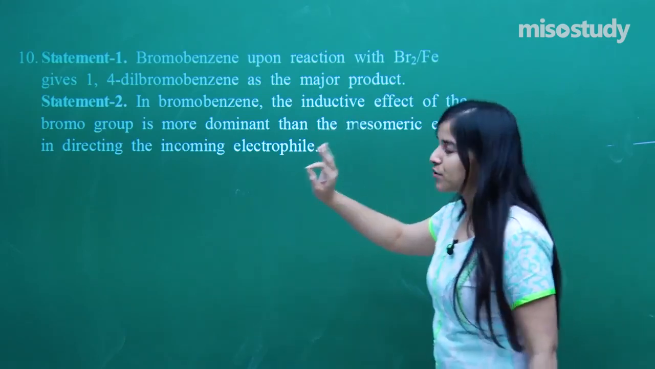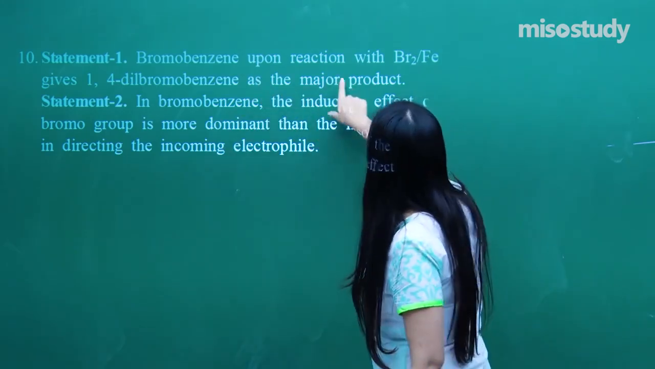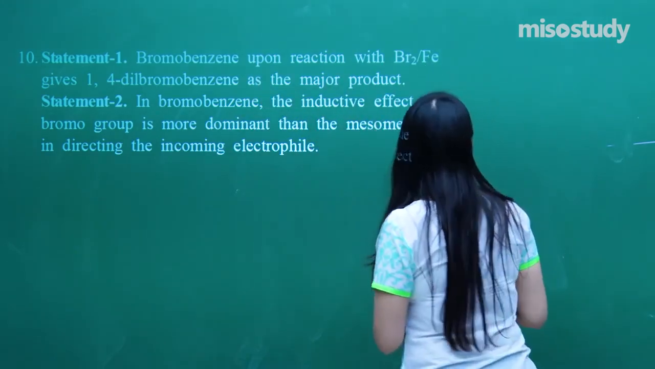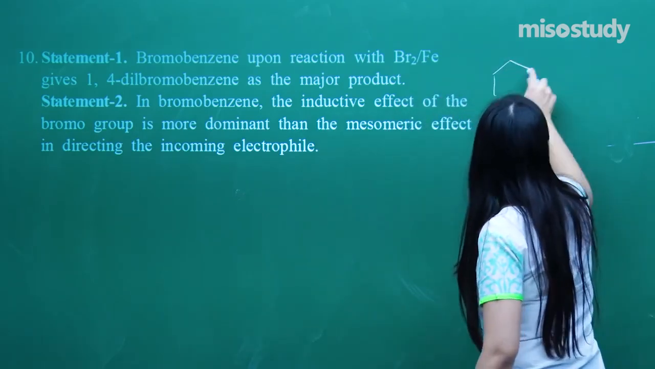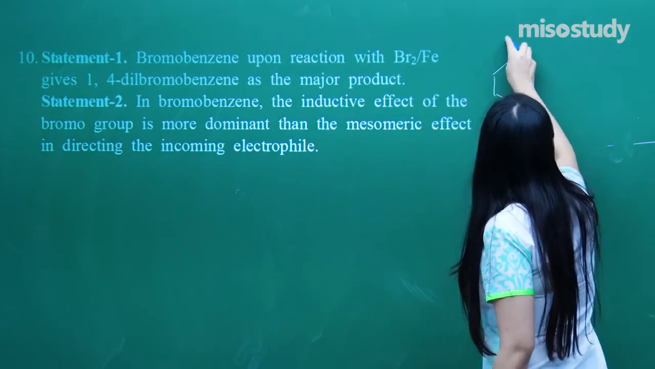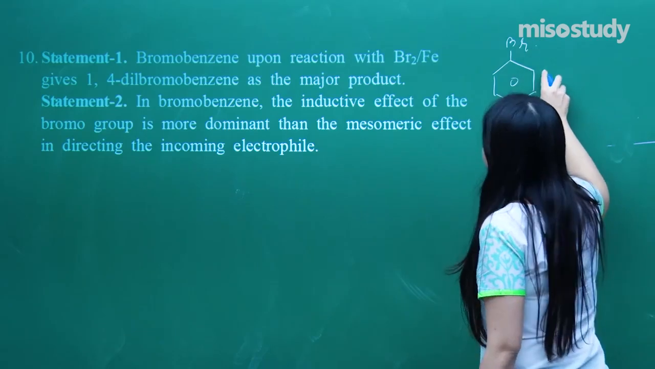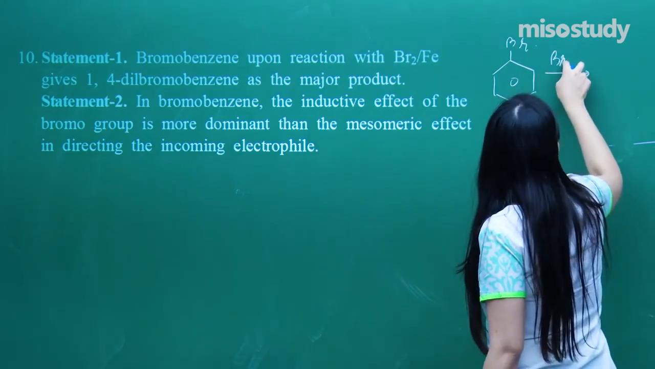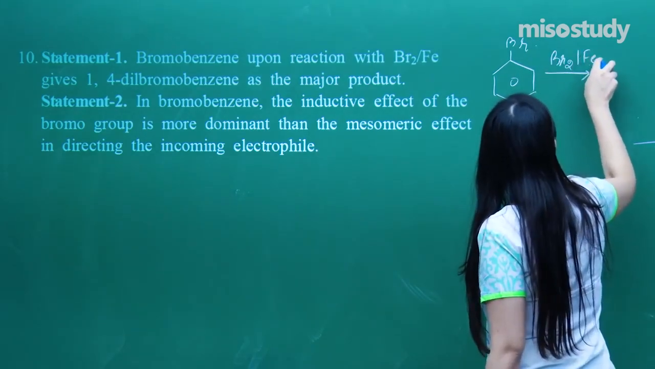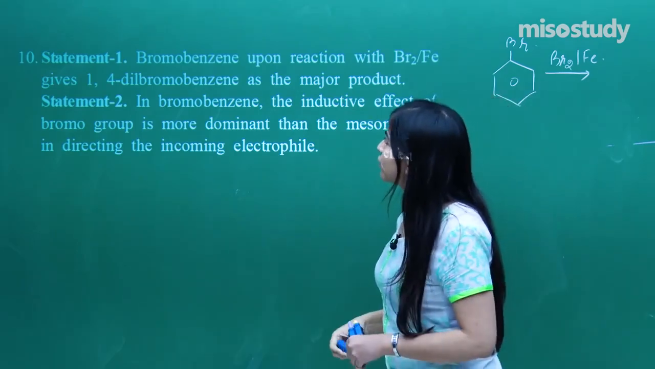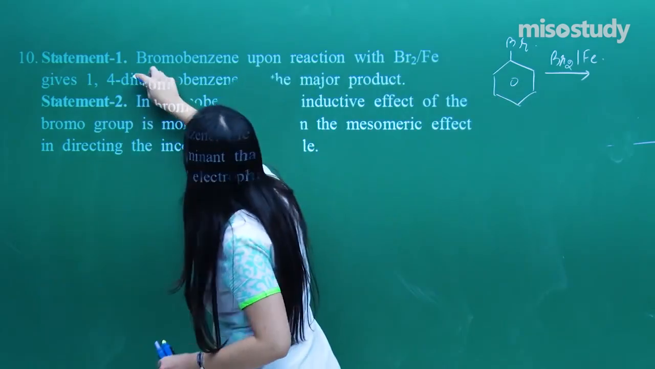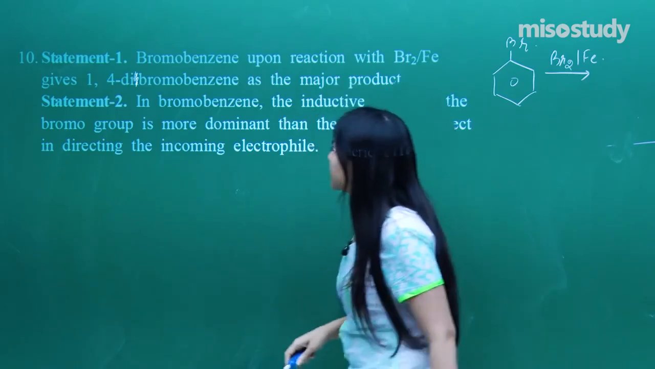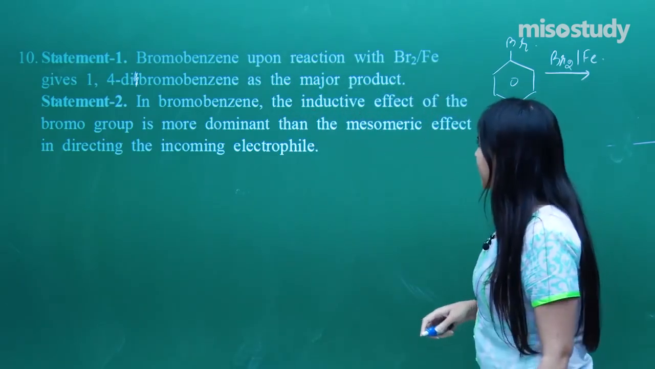I have got statement number 1. Bromobenzene upon reaction with Br2/Fe. So let us just have a map of the question. Bromobenzene on reaction with Br2/Fe gives 1,4-dibromobenzene. It's not dil but di. So 1,4-dibromobenzene as the major product.